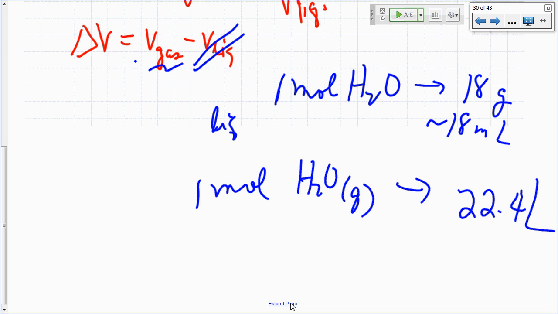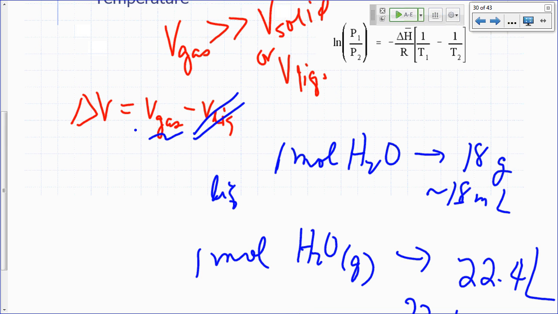22.4 liters per mole, right? That's 22,400 milliliters. How does 22,400 compare to 18? Much bigger, right? In fact, if you only have 3 sig figs, 18 is not going to matter. It's like a drop in a bucket, right? So your volume changes a lot when you turn your liquid or solid into a gas.